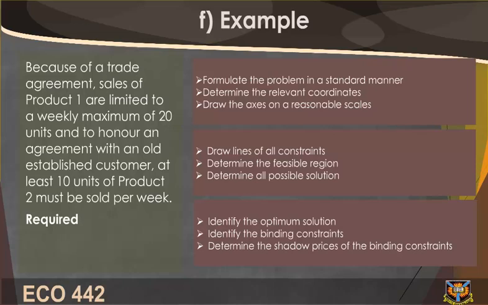Determine the relevant coordinates. Draw the axes of reasonable scales. Draw lines of all constraints. Determine the feasible region. Determine all possible solutions. Identify the optimum solution. Identify the binding constraints. Determine the shadow prices of the binding constraints.